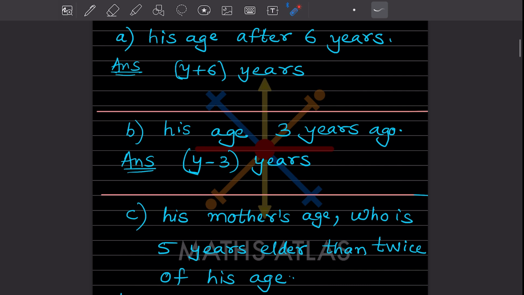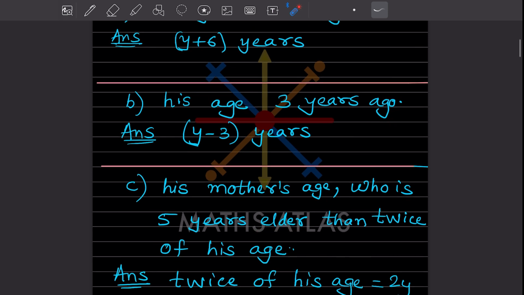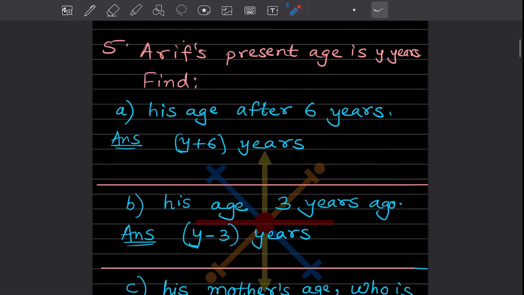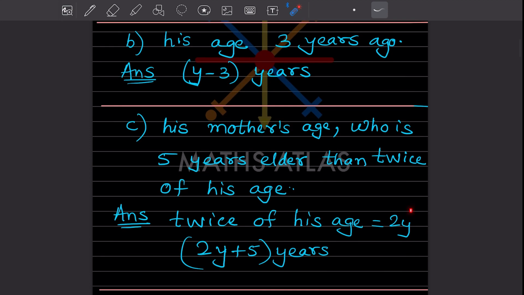Okay. Now what does the next question say? That his mother's age, who is 5 years older than twice his age. Okay, so what are we going to do first? We will think about twice his age. Twice his age means the age is given as y years, right? So twice his age is 2y, correct? And then they said 5 years elder. His mother is 5 years elder means 2y plus 5.